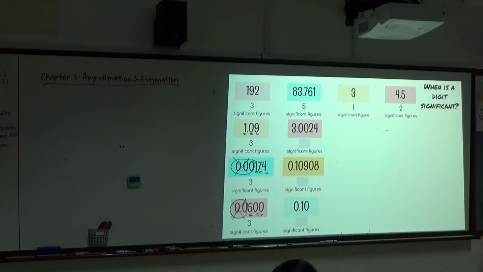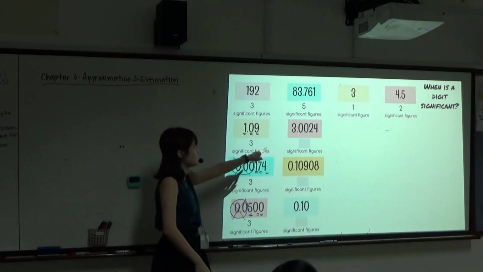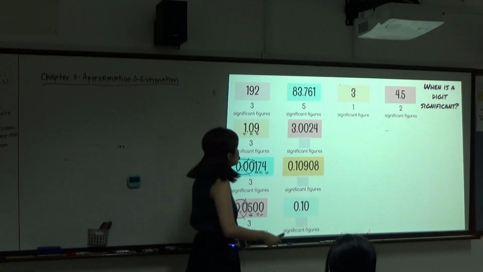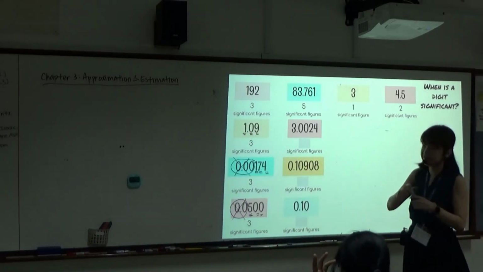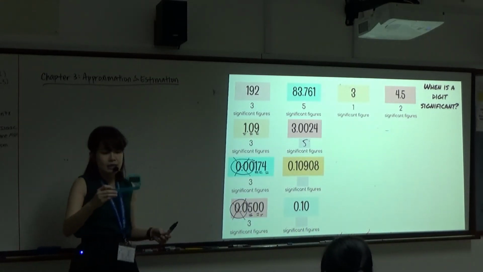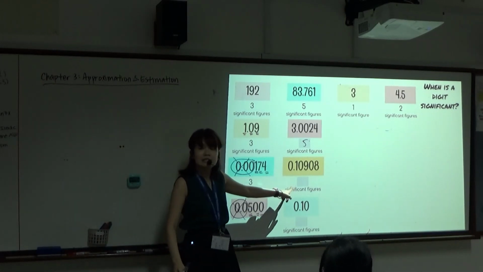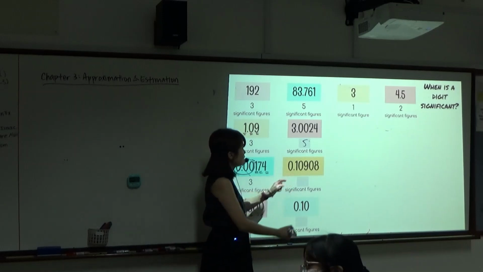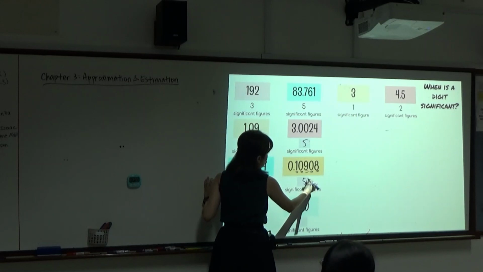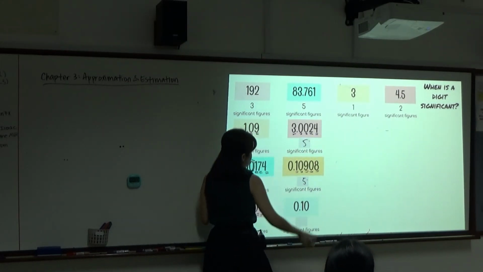Shall we check our answers? So 3.0024, how many significant figures are there? What is your answer? Let's pick one person. Danish. 5. Great. There are 5 significant figures in that number. Next person, Marcus. How many significant figures? 5. Okay, so we start counting from this one. 1, 2, 3, 4, 5. I count these digits here.